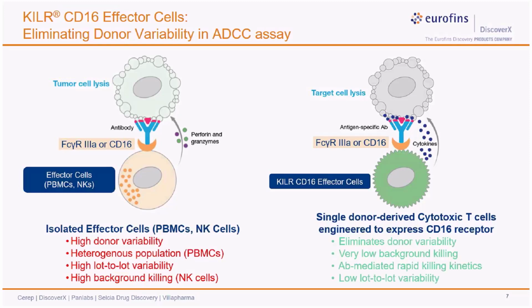In addition, the killer effector cells also address the concerns of the primary effector cells we just discussed by eliminating the donor-to-donor variability, as they are derived from one single donor which was drawn at one single occasion. They also provide very low background killing and result in higher assay windows. The other advantage, them being cytotoxic T cells, is that they have rapid killing kinetics and are more potent in producing a higher killing percentage in ADCC assays.